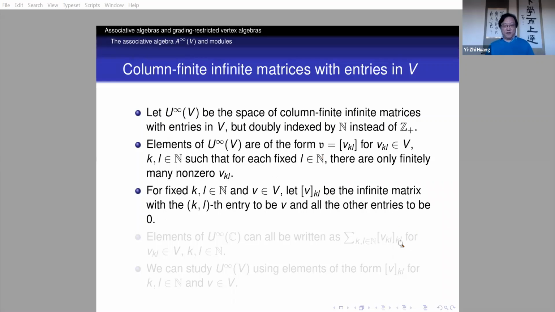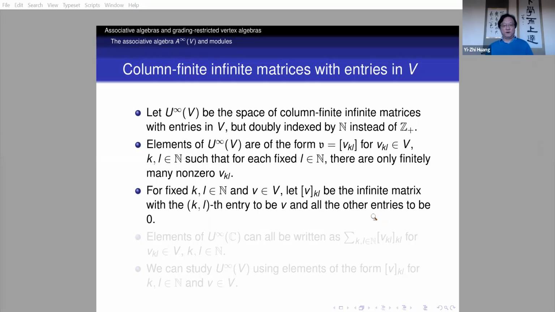Okay, so it is much easier for us to work with some particular infinite matrices. I use this notation, which is slightly easy to confuse with the one above, but now the kl is put outside of the bracket. This matrix is just the infinite matrix with only the kl entry being this particular element v inside of this capital V, and all the other entries are just 0.